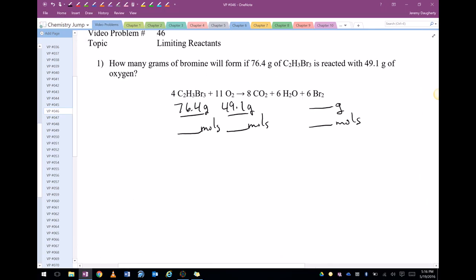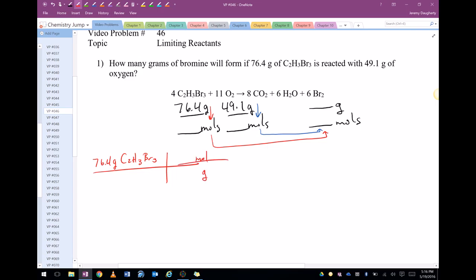All right, so again, what am I going to do? I'm going to go from grams to moles, moles to moles, and then from grams to moles, moles to moles. I'm going to pick the smaller one and then convert the smaller one to grams. Let's start out with the C2H3Br3. We've got 76.4 grams of that substance. I'm first going to convert that to moles. So mole goes on top, grams on bottom.